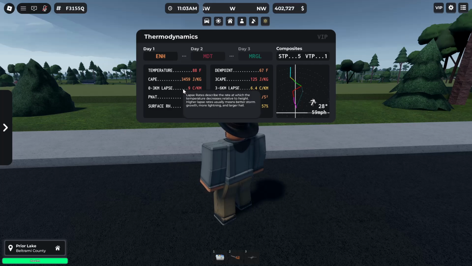Up next, we've got the 0 to 3 kilometer lapse rate. That's the lapse rate in the lowest 3 kilometers of the atmosphere. And a lapse rate is temperature dropping with height. So right here, we see 9 degrees Celsius per kilometer. Pardon the brain fart, but it's 9 per kilometer. So that's dropping 9 degrees Celsius per kilometer.